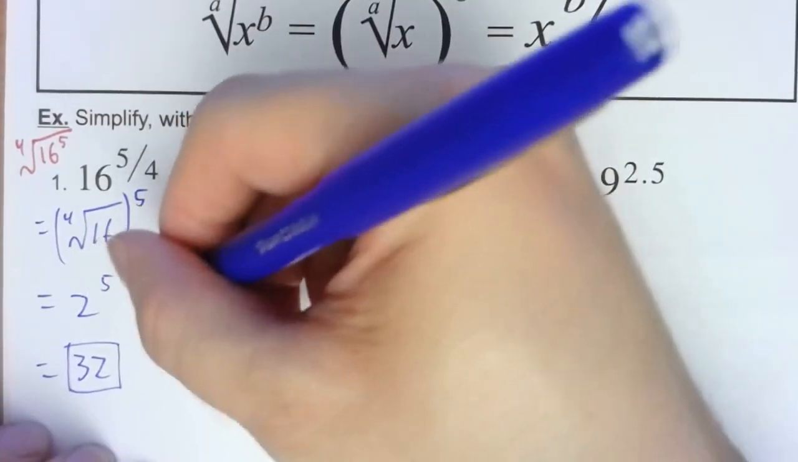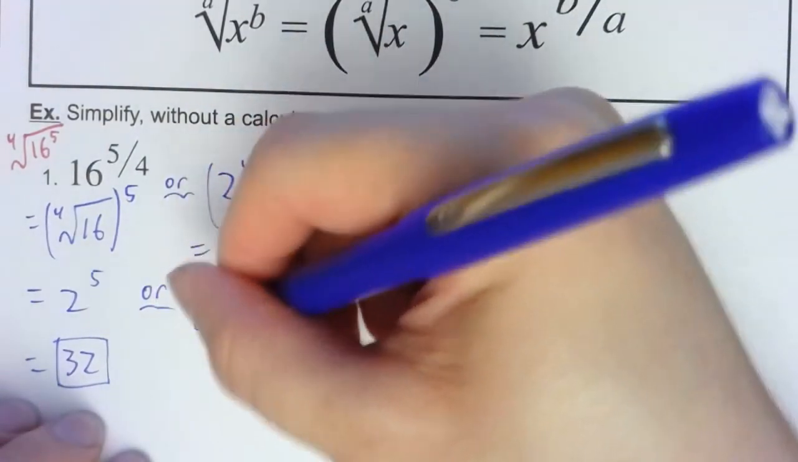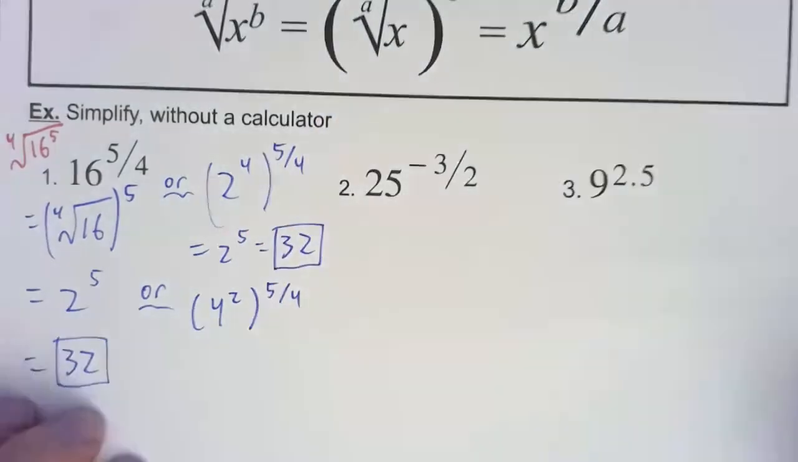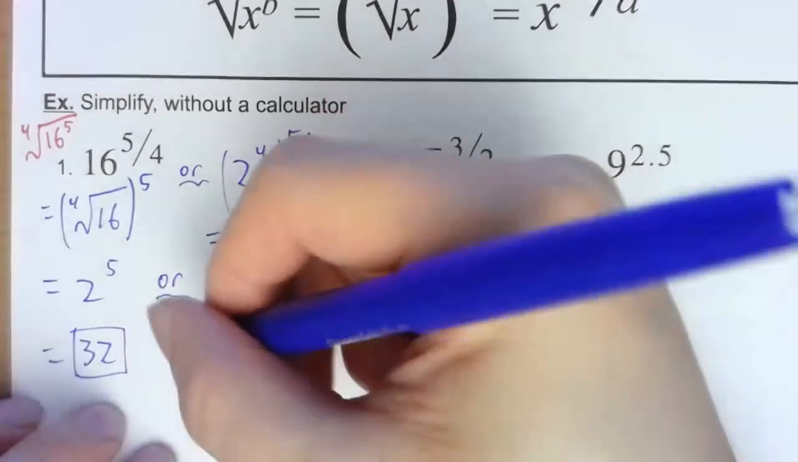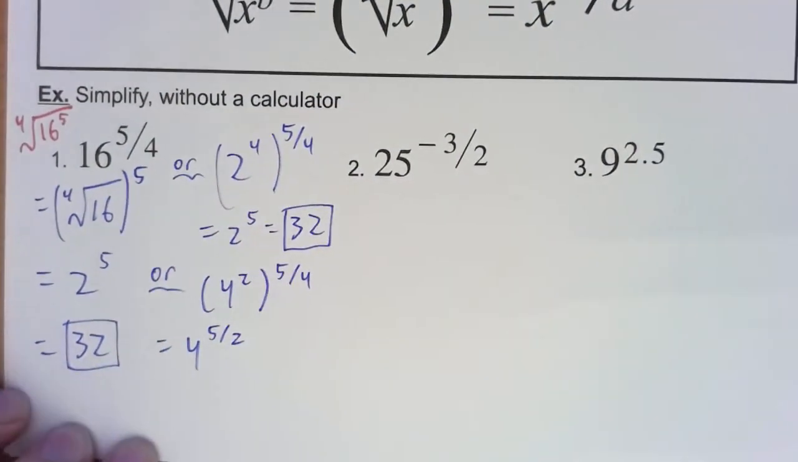All right. Another way, let's say you're not familiar with the fact that 2 to the 4th is 16, and so you're kind of getting stuck, not really sure what to do. Well, you could use the fact that 4 squared is 16. What if you looked at this as 4 squared to the 5/4 power? And then power to a power, multiply those exponents. And so you get 4 to the 5 halves.